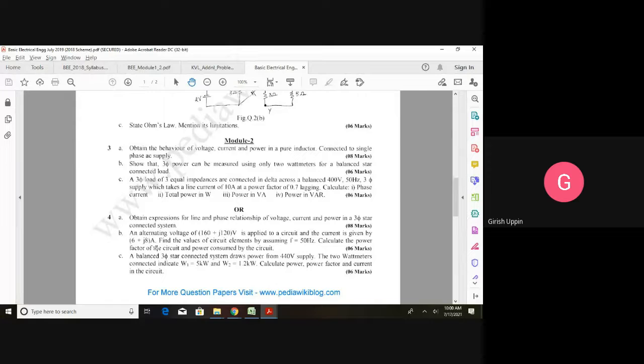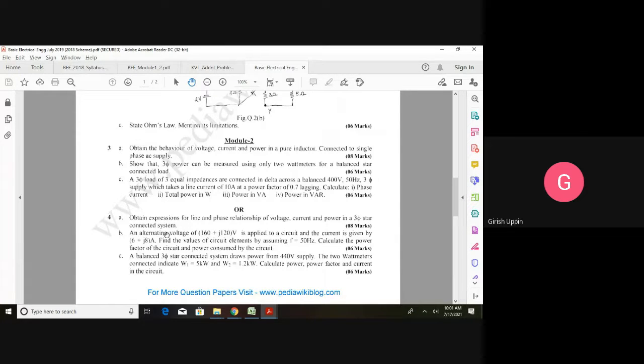What is Z? Z is impedance. Z can be a resistor, then V is equal to IR. Z can be inductive reactance XL, then V is equal to I into XL, or Z can be capacitive reactance XC, then V is equal to I into XC. Or Z can be an RL circuit. If it is an RL circuit, then it is the square root of R square plus XL square, and so on. We will see those. Based on that, we know V is equal to I into Z.